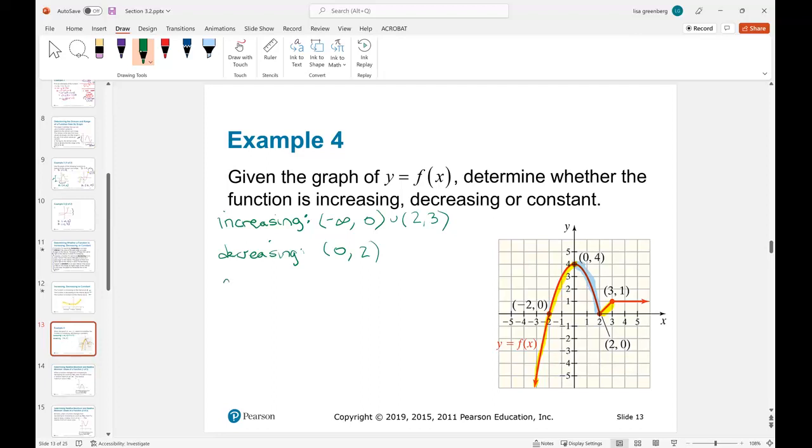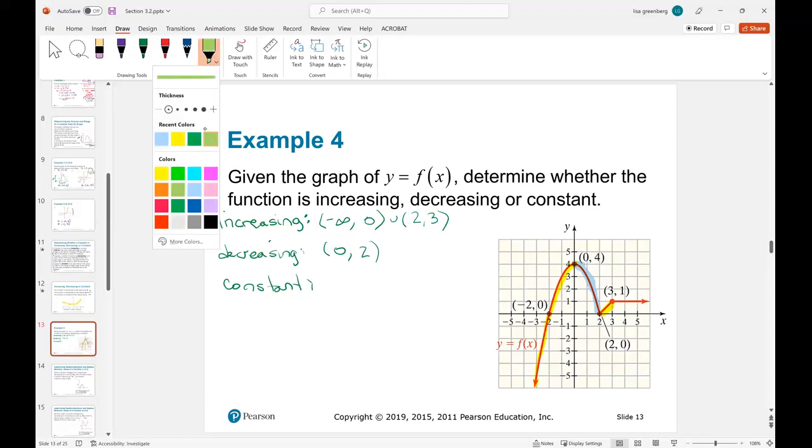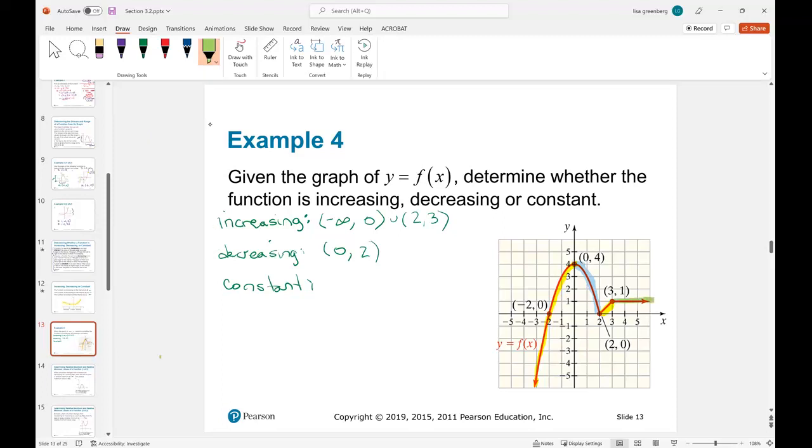And then the last thing I have is constant. And we can see that it's constant. What is this one? It's constant from here forever, right? It's just staying straight. So I start at +3 and I go to +infinity. And that's where it's constant. Basically, it's horizontal. Okay, it's not increasing, it's not decreasing. When it's not either one of those two things, then we call it constant.